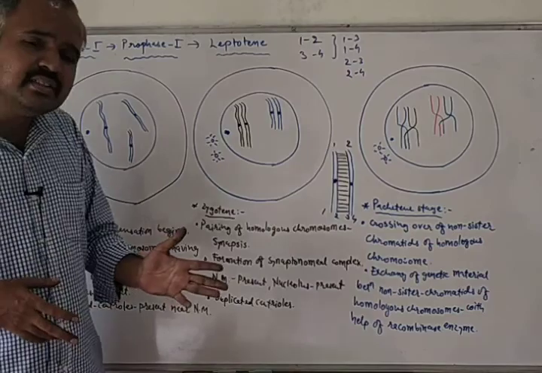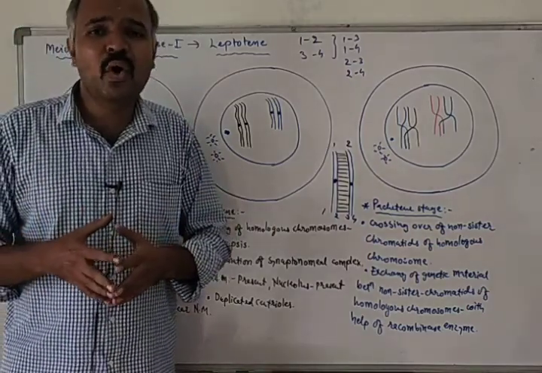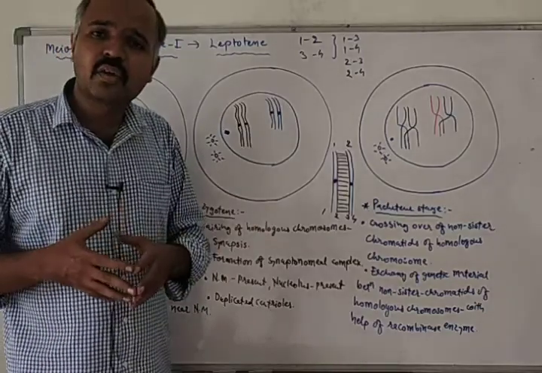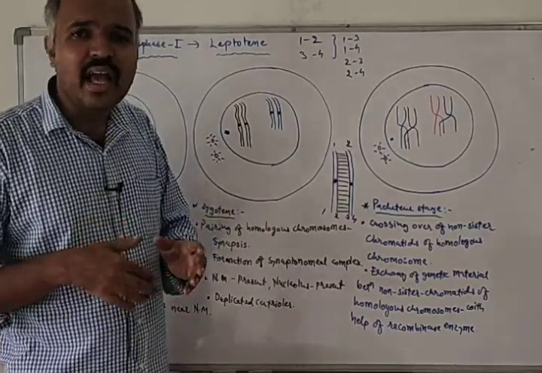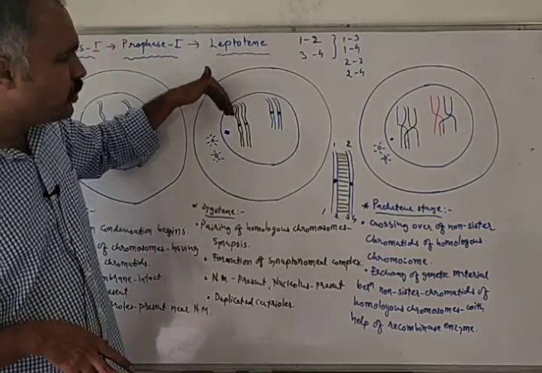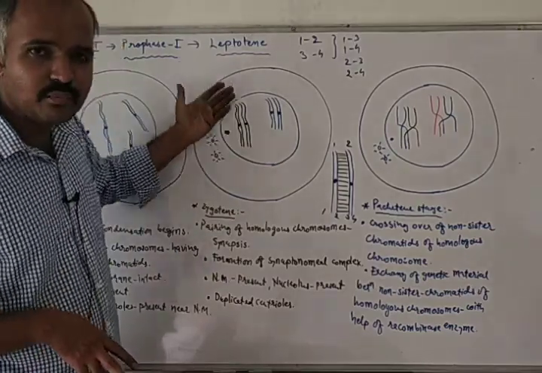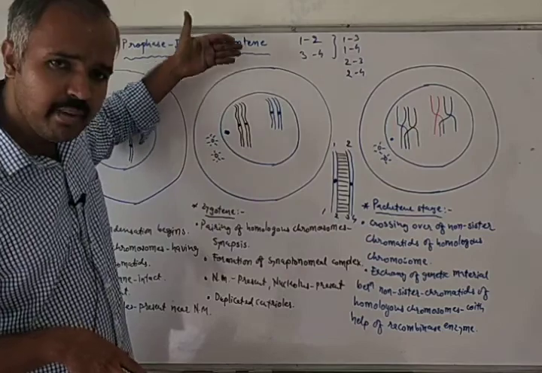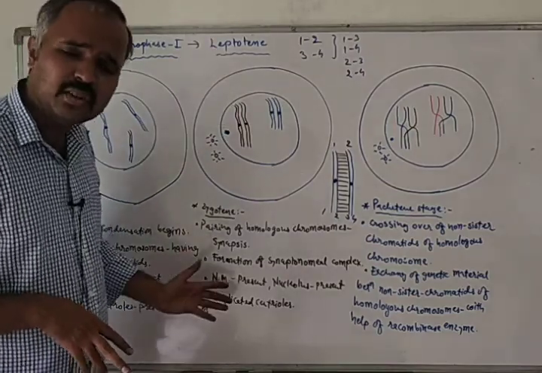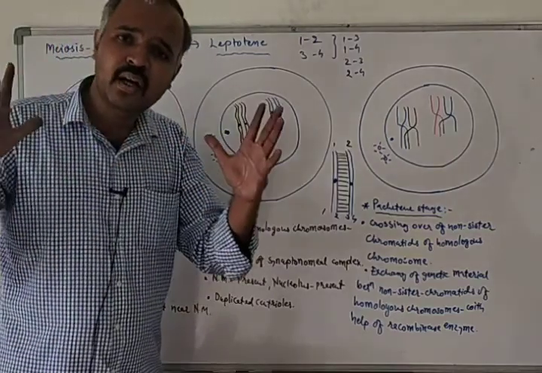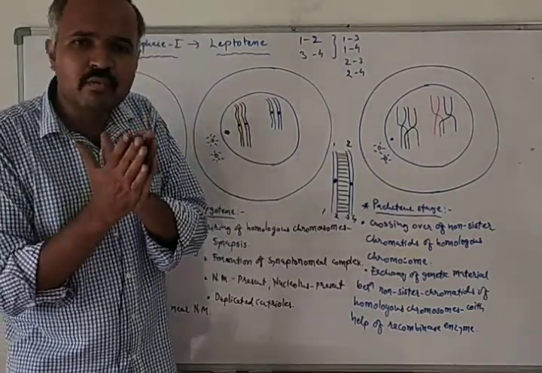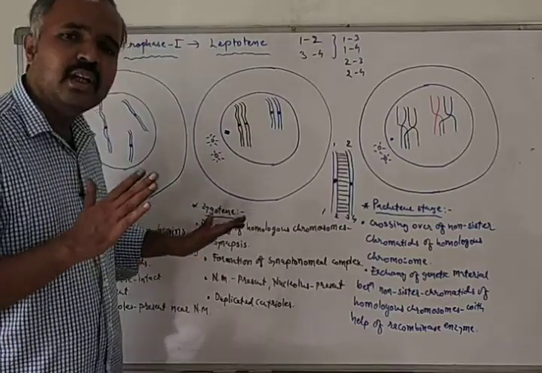Then during the zygotene stage, there will be pairing of the homologous chromosomes, and this is known as synapsis. All homologous chromosomes are attached to each other with the help of the synaptonemal complex. One chromosome is actually lying behind the first chromosome, and that process is known as synapsis. Pairing of the homologous chromosomes is known as synapsis, and they are attached to each other with the help of the synaptonemal complex.